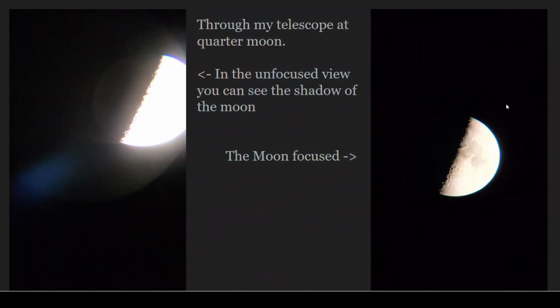Next up, I have a close-up of the quarter moon through my telescope. On the left, you can see the shadow of the moon in the unfocused image. And on the right, it's focused. You can even still see a little bit of the shadow. And yes, the quarter moon is half of the moon we can see, but it is a quarter of the entire moon.